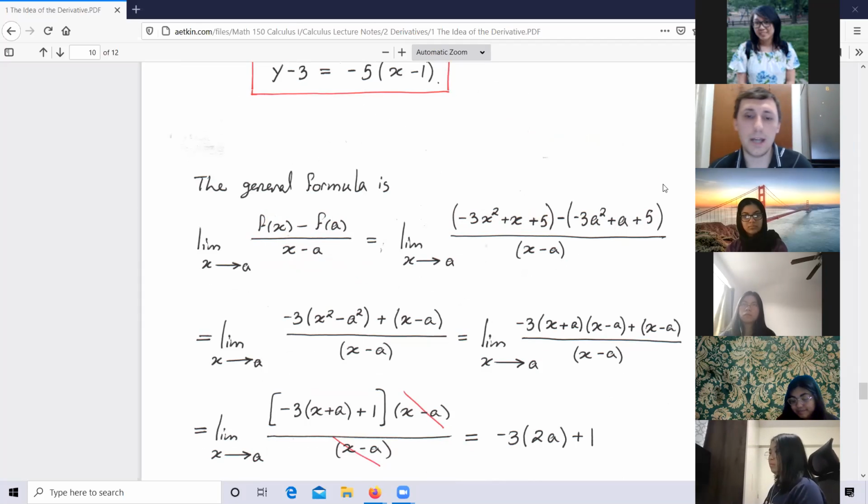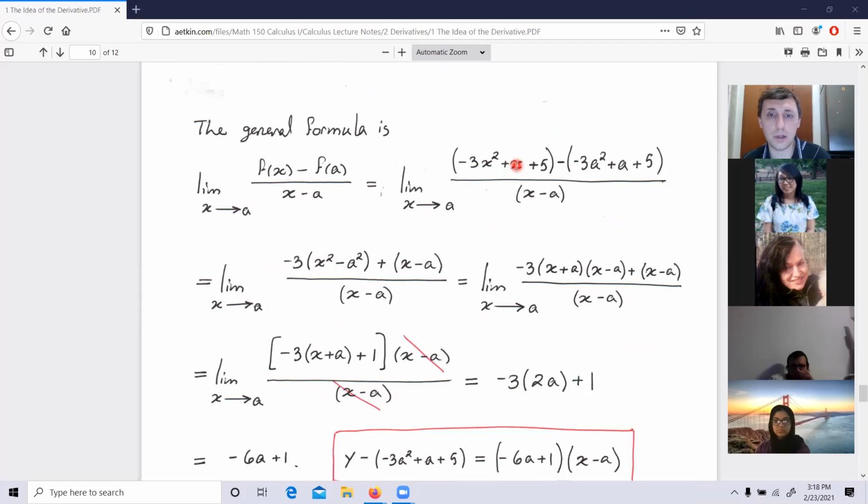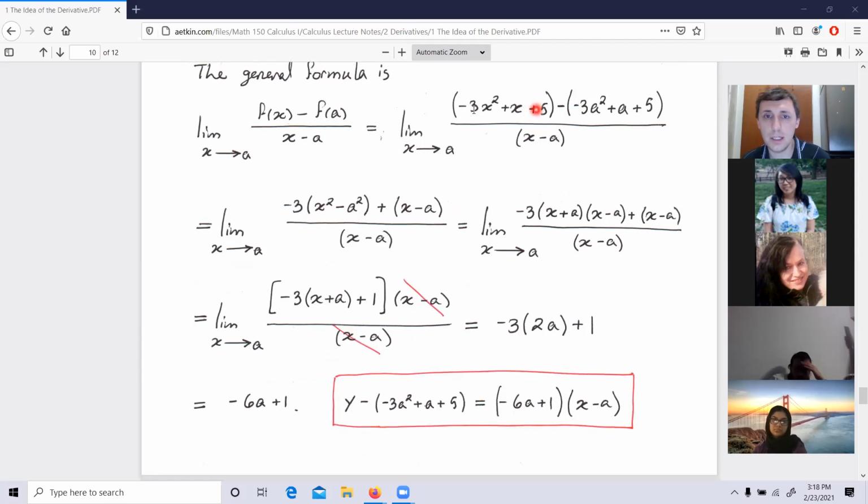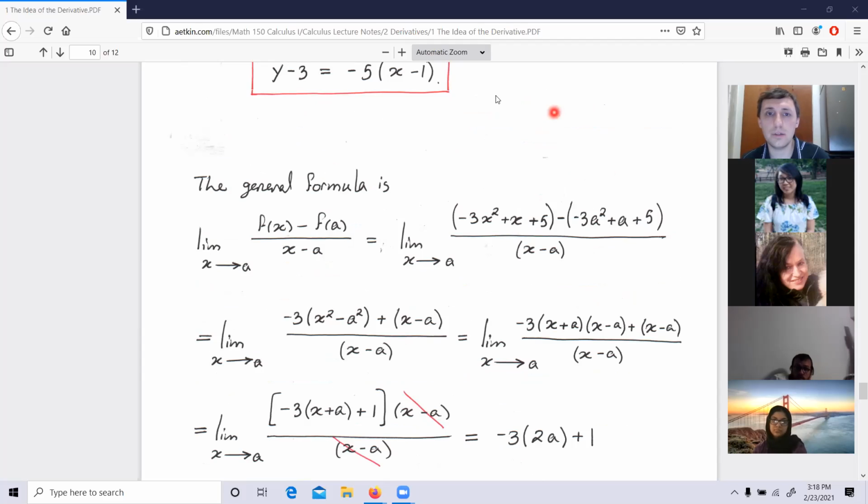You understand? I group the square with square, I group the x with the x, and the constant with the constant. So look what happens when I subtract. It would be minus 3x squared minus minus 3x squared. Okay, so it's like this. Let me show you slower.